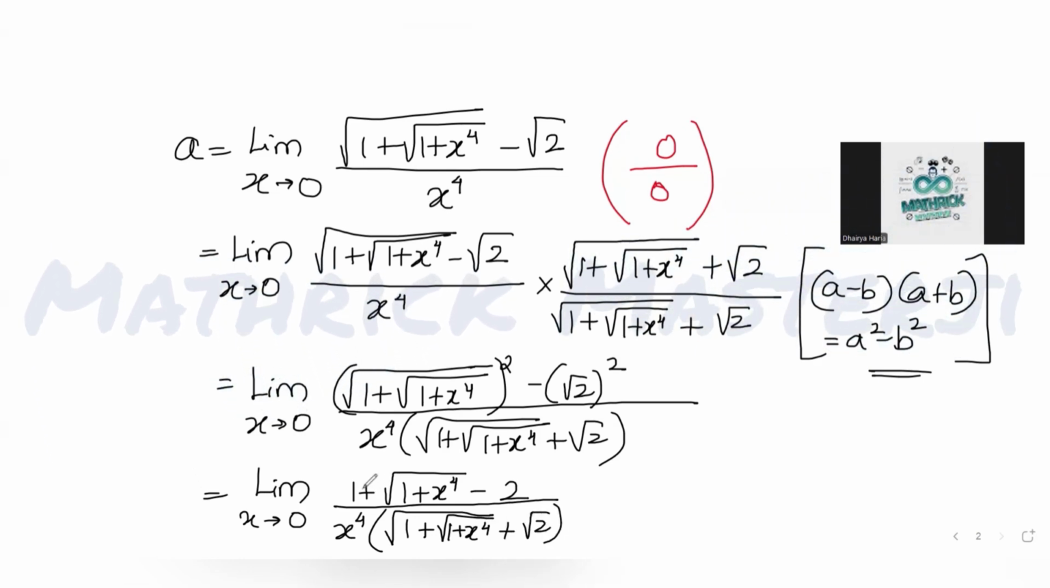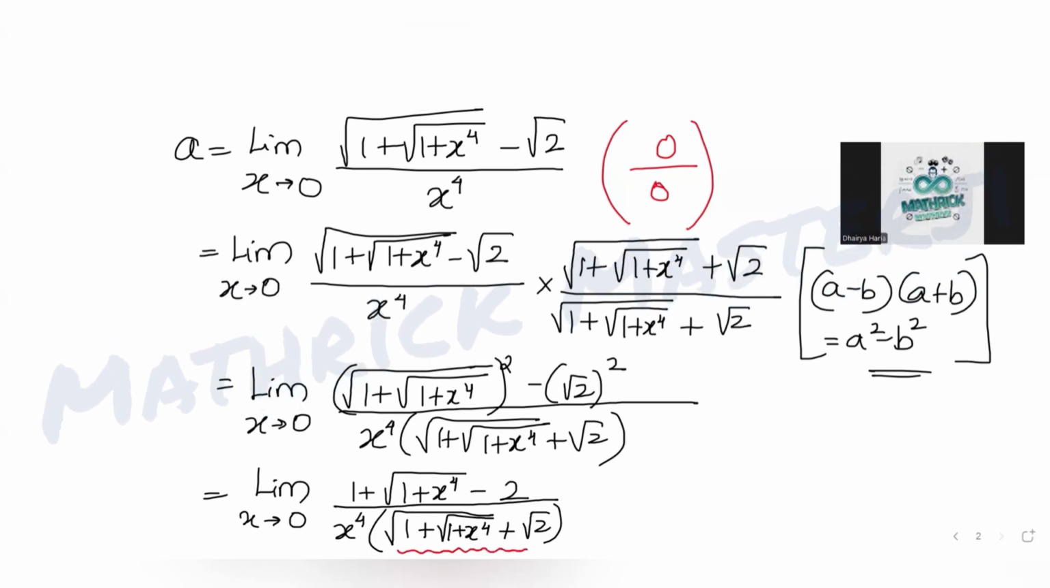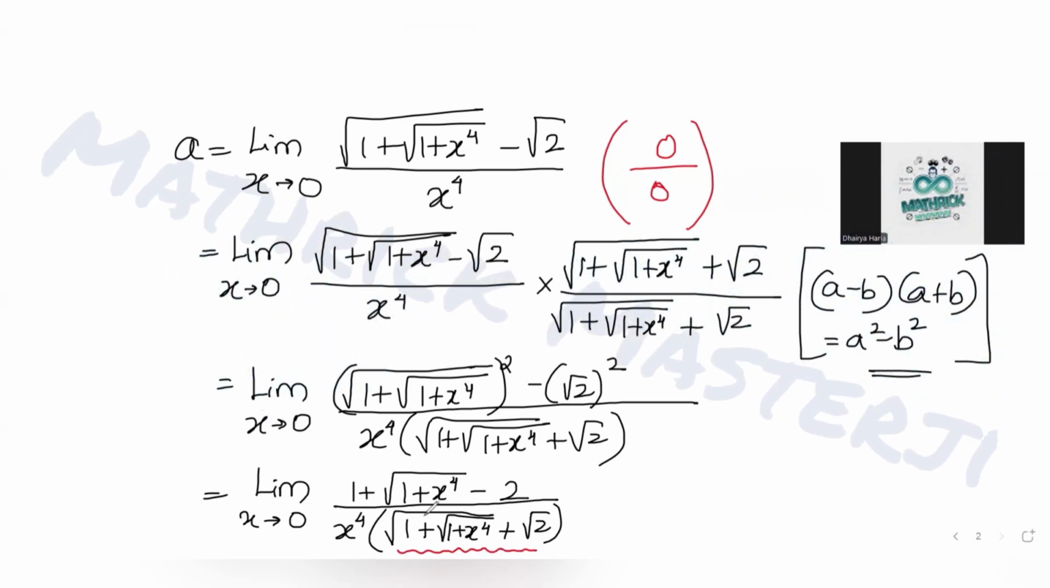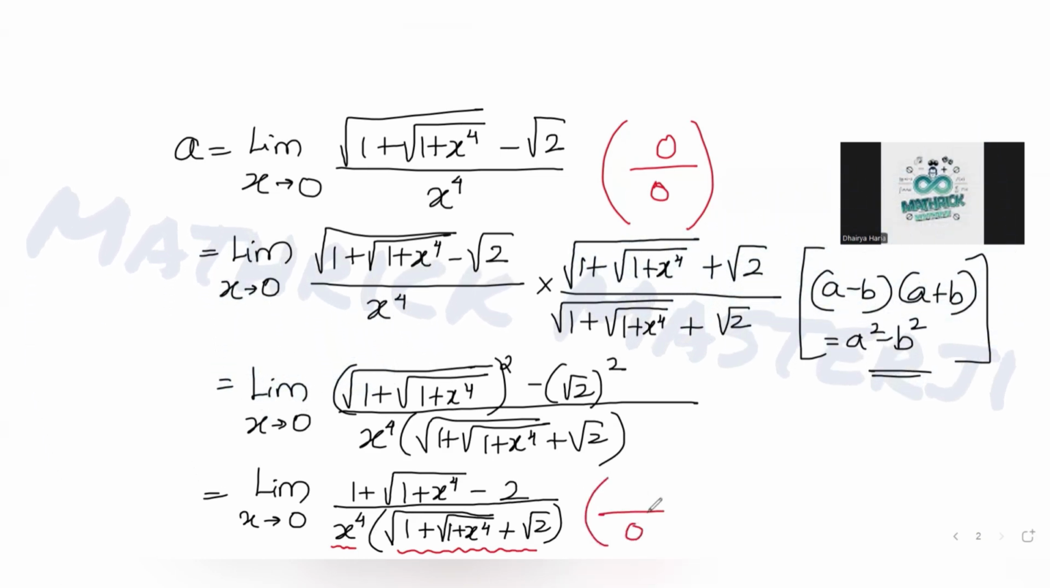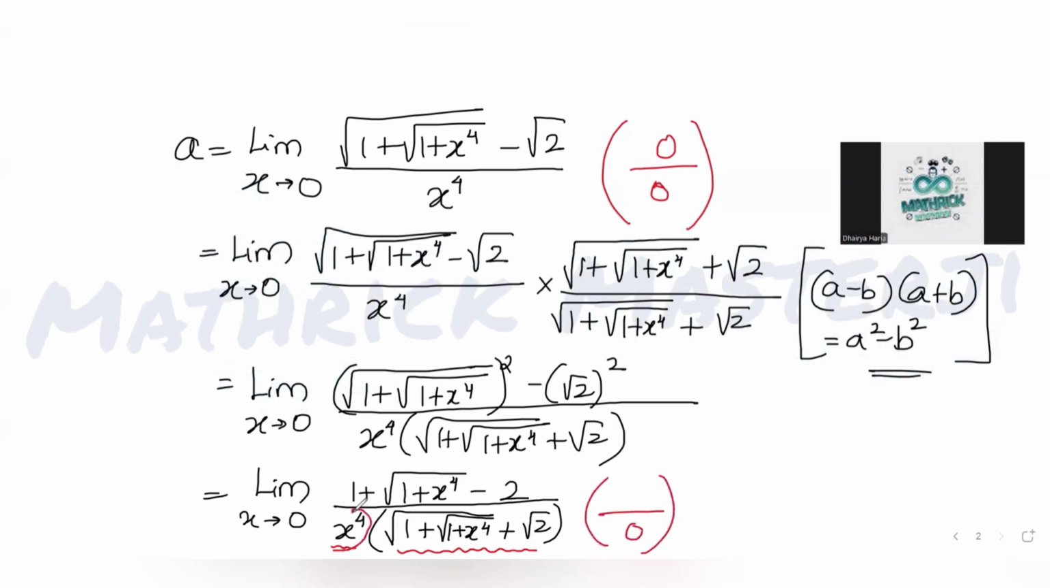Now this entire term, if you see, if I put x as 0 here, this will not create an issue. But if I put 0 in the denominator, it will still make my denominator 0. So this expression is creating an issue.